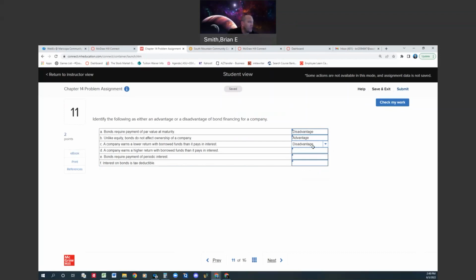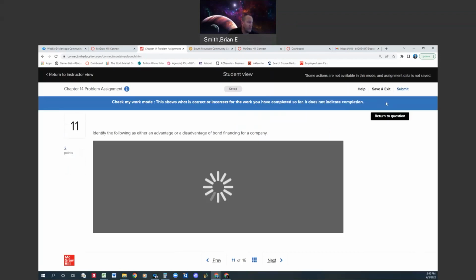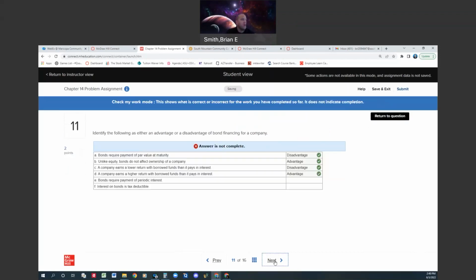Company earns a higher return with borrowed funds. Okay, that's obviously an advantage. It's different than that one. So anyway, tax deductible is an advantage. Bonds require periodic interest payments. That's a disadvantage. So let's check our work, see if we got those right. Yeah, okay. All right, let's check out these next ones here.